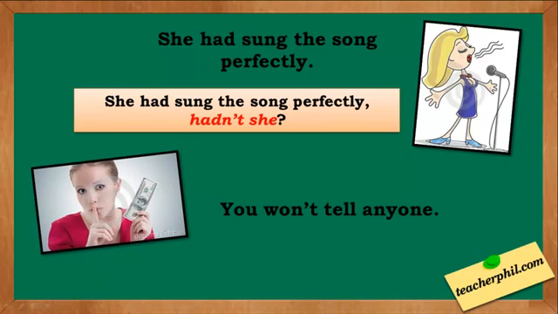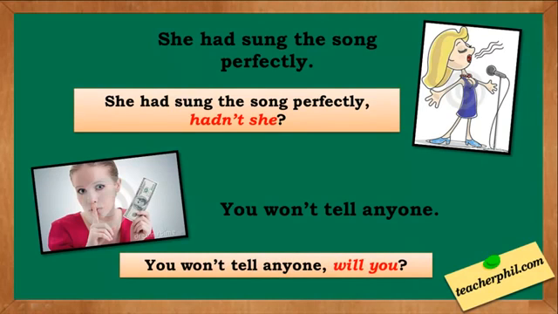The third one, you won't tell anyone. The correct answer is, you won't tell anyone, will you? Won't is a contraction of will not. Therefore, will should also be used in the tag.